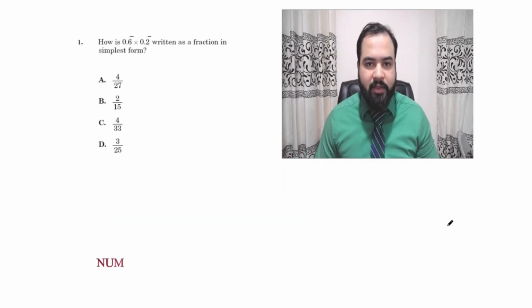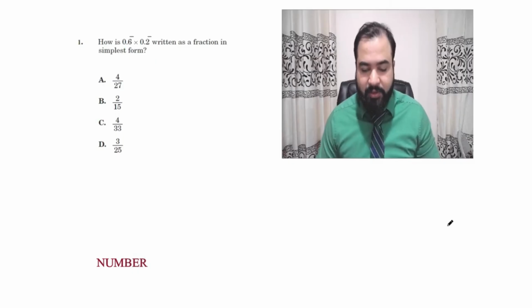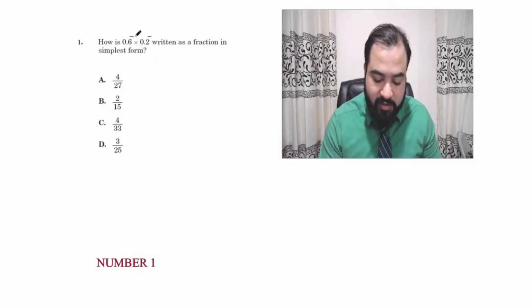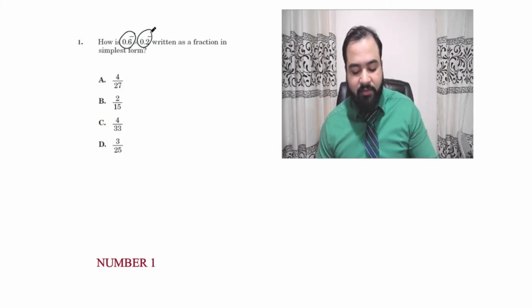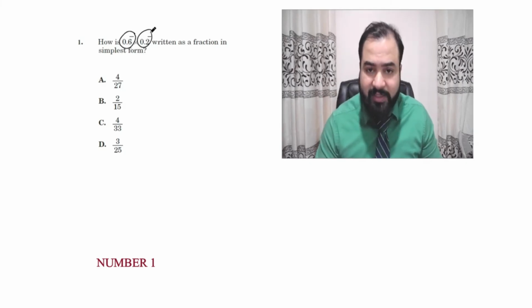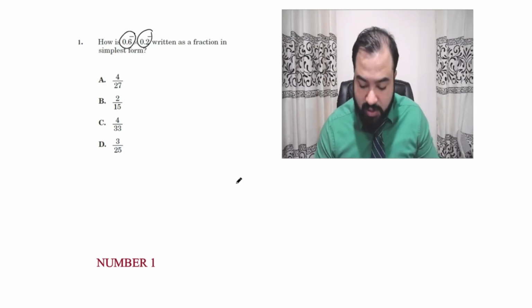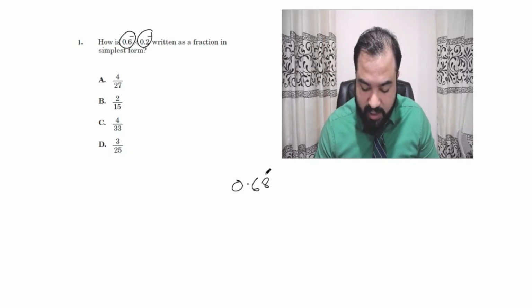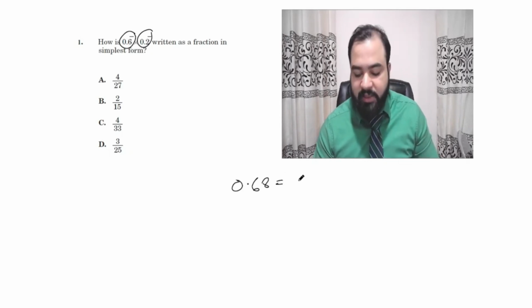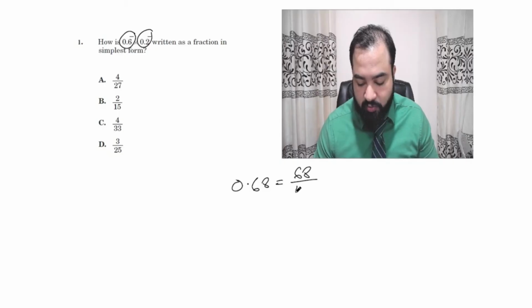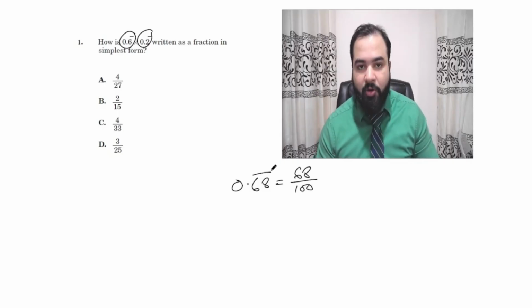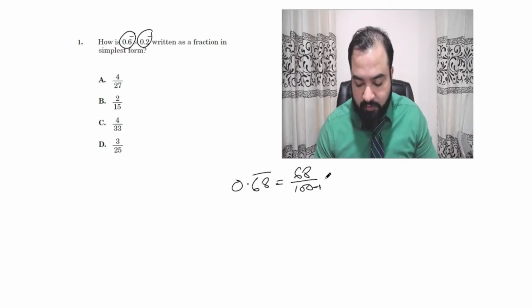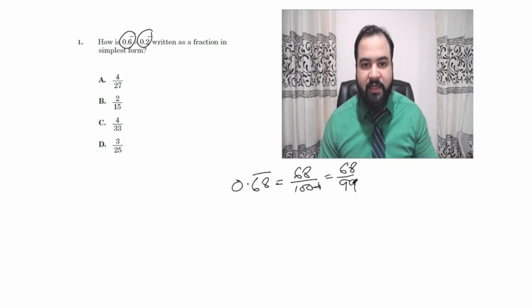Number 1, the most important one, repeating decimals, turning them into fractions. Now it says how is 0.6 bar times 0.2 bar written as a fraction in the simplest form. So let's see how this works, the repeating decimal. Let's say I have 0.68. How would you write just 0.68 as a fraction? It's 68 over 100, right? Now, if you have the bar on top, all you have to do is subtract 1 from the 100. So it becomes 68 over 99. That's it. It's that simple.